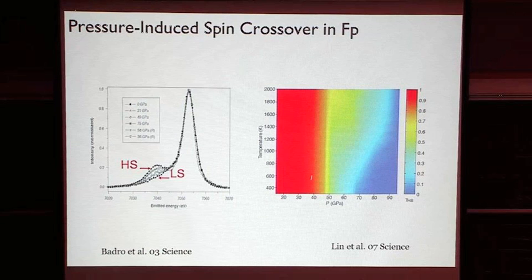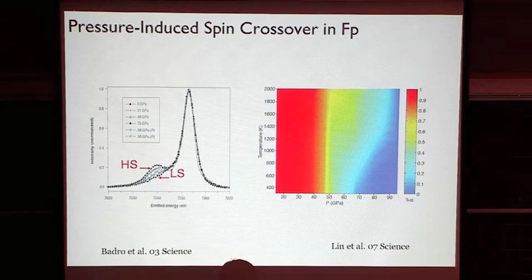So you would have a gradual broadening, a mixed spin state, and finally it goes from one to another. This is for ferropericlase. And for perovskite, the situation is a lot more complicated and more controversial. So this is a study showing initially you have high spin.